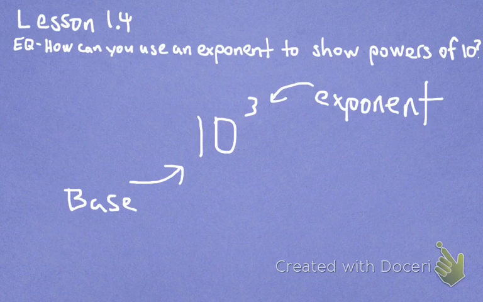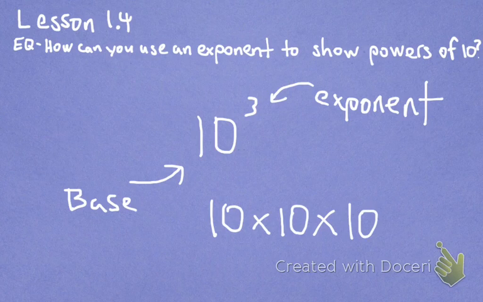We would read this as the third power of 10, or 10 to the third power. What that means is you have to take the big number, the base number 10, and multiply it 3 times. It could be written as 10 times 10 multiplied by 10 again. The exponent tells you how many times you'll be multiplying the base number.